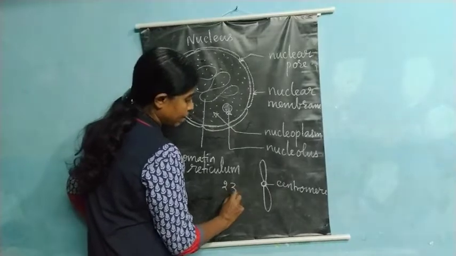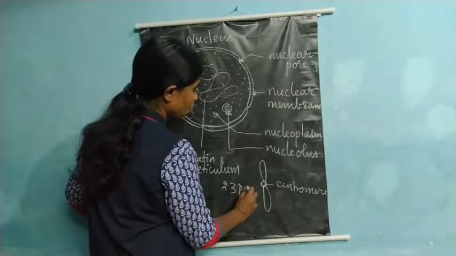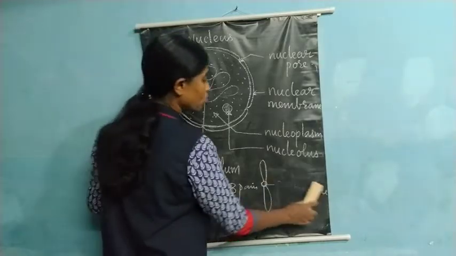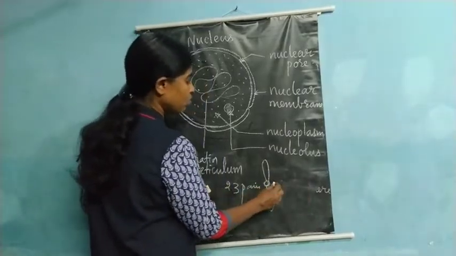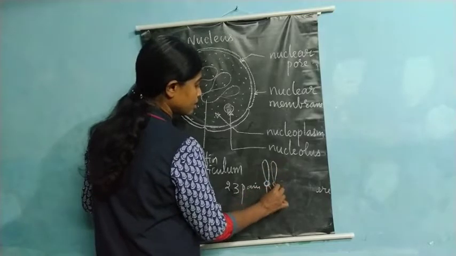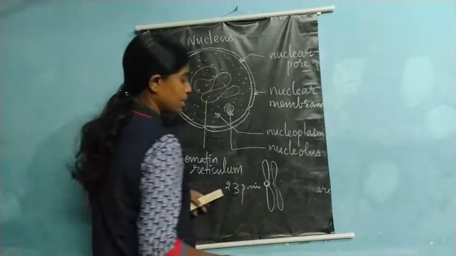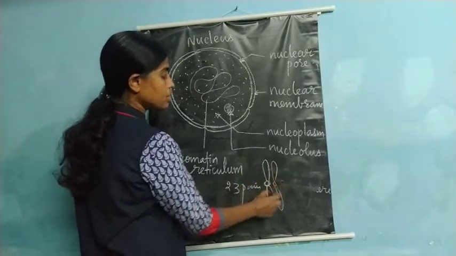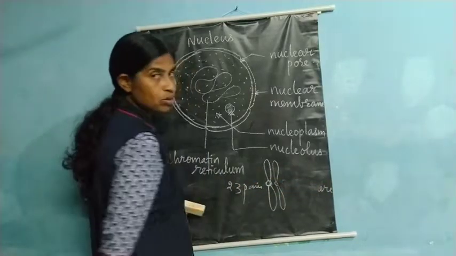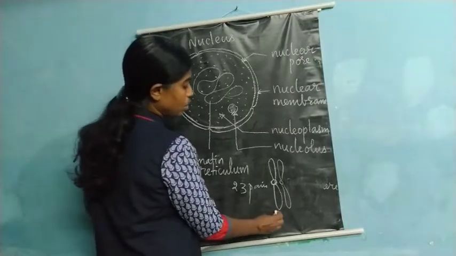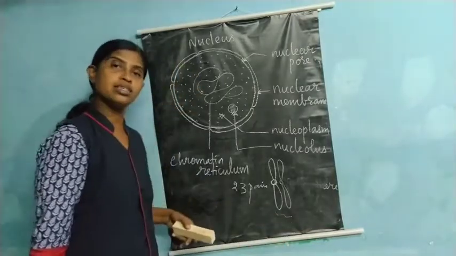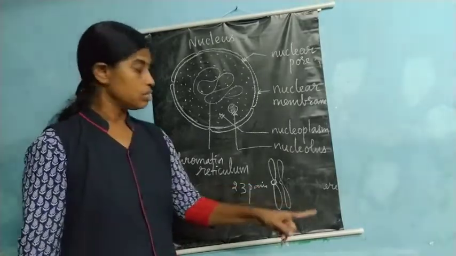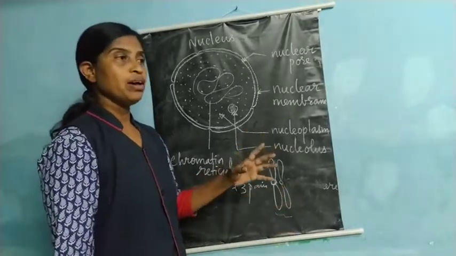So we have 23 pairs of chromosomes. I told you about the pairs, no? The chromosomes that are the same size and shape will always pair like this. We have 23 pairs. Each pair we call a homologous chromosome pair.